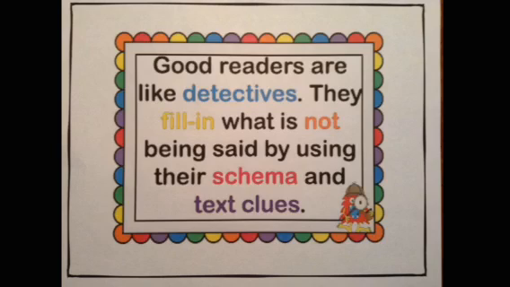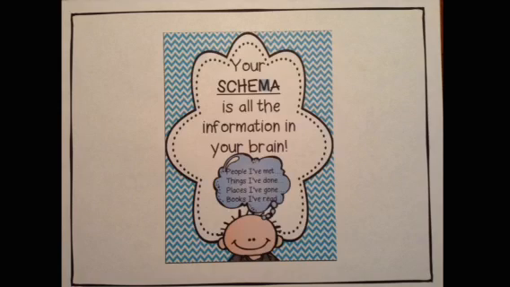So, as we read, we fill in what's not being said by using schema and context clues. Your schema is all the information in your brain. You think about people you have met, places you have been, things you have experienced, or even things that you have read about in other books. All this information that's stored in your brain is considered your schema.